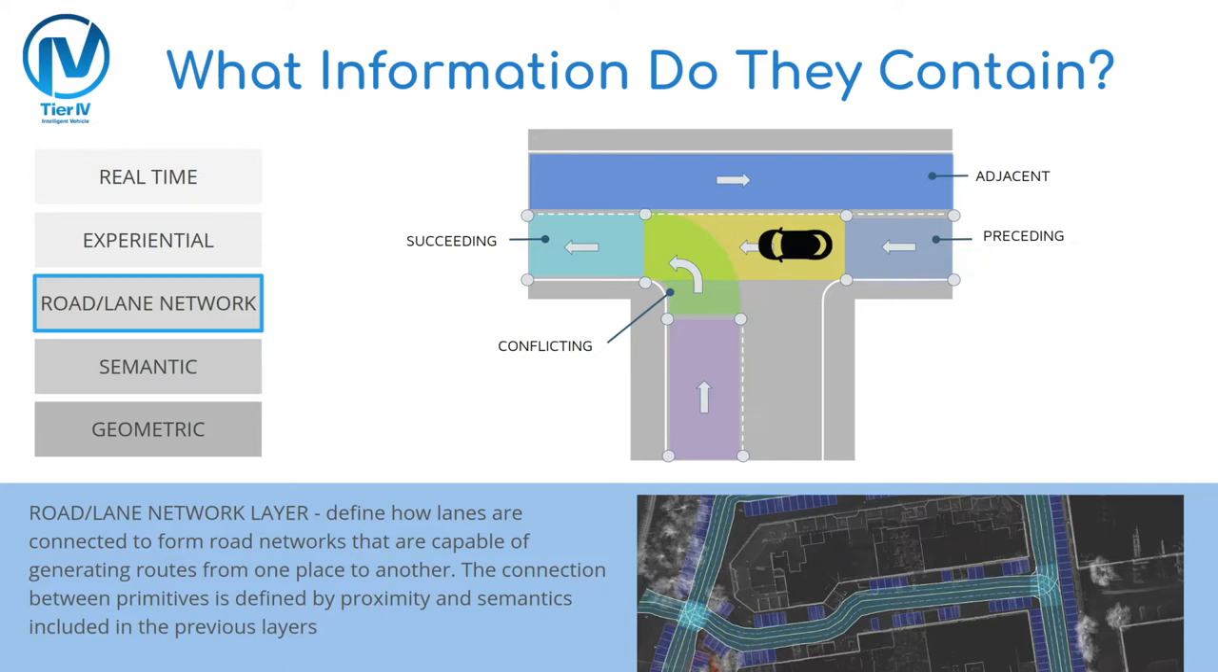The road or lane network layer describes the connectivity between lane or road type primitives that in totality describe the road network. This network can then be used by an autonomous vehicle to plan routes to distant locations while respecting the connectivity of its parts, as well as the road rules they contain. Examples of types of connectivity between lane primitives are relations such as succeeding, preceding, adjacent, and conflicting lanes. These examples are shown in the figure relative to the yellow lane containing the vehicle icon.